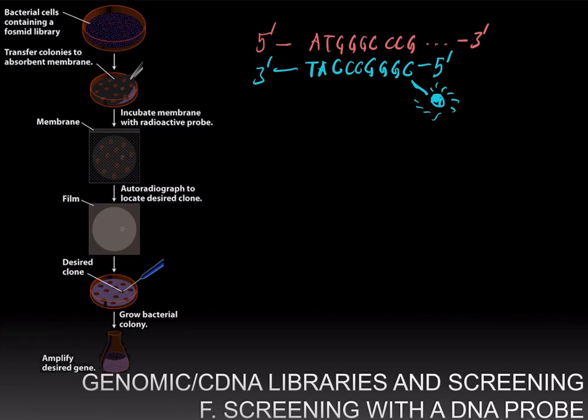Another type of screening involves using antibodies, and that's a situation where we have an antibody against the protein encoded by the gene that we are interested in, and you use fluorescently tagged antibodies, secondary antibodies, to identify the colonies that are positive for the gene of interest.